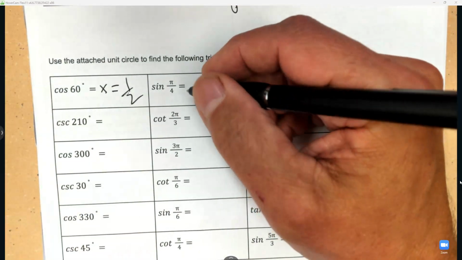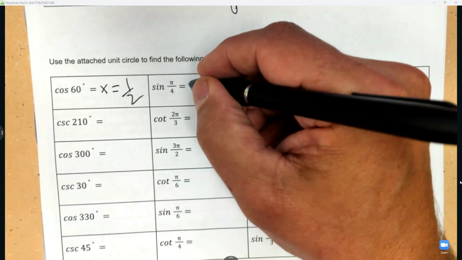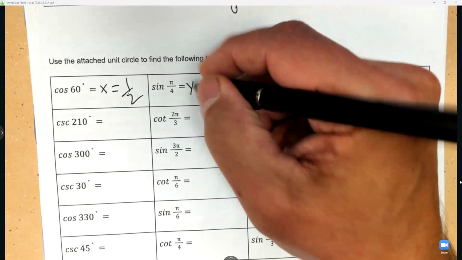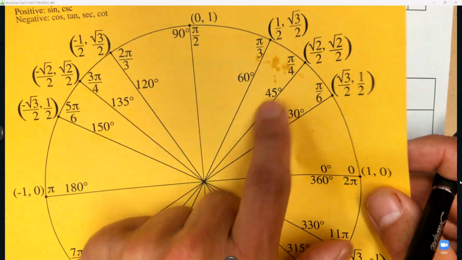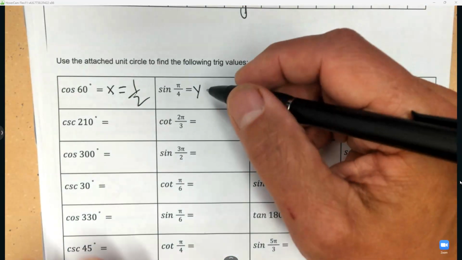So sine, again, look for the rule and then write it down. So the rule is the y coordinate. Then look for 45 and go, okay, what's the y coordinate, the second number? And it's root 2 over 2, or pi over 4, says.